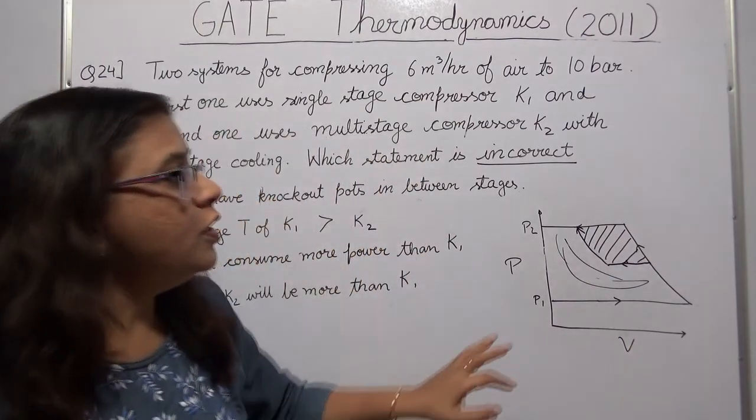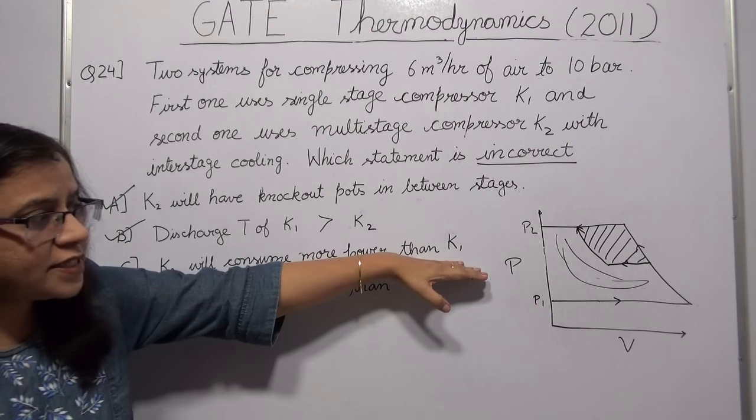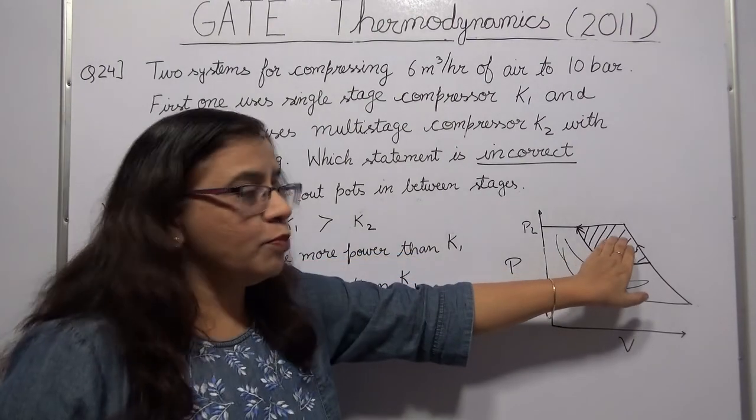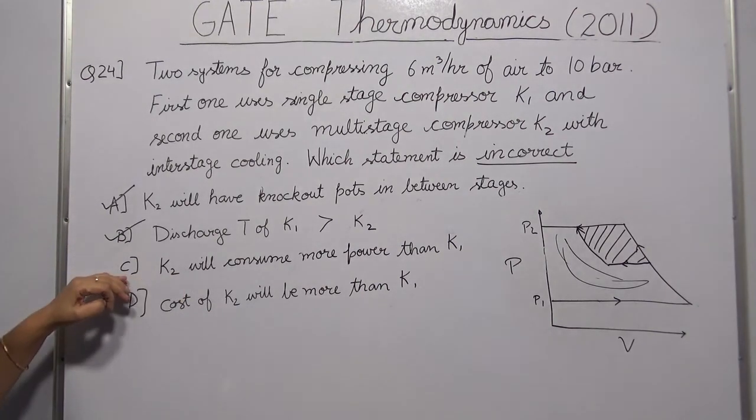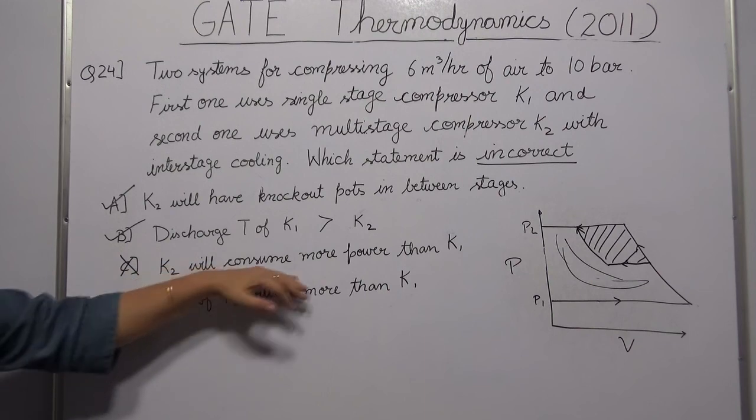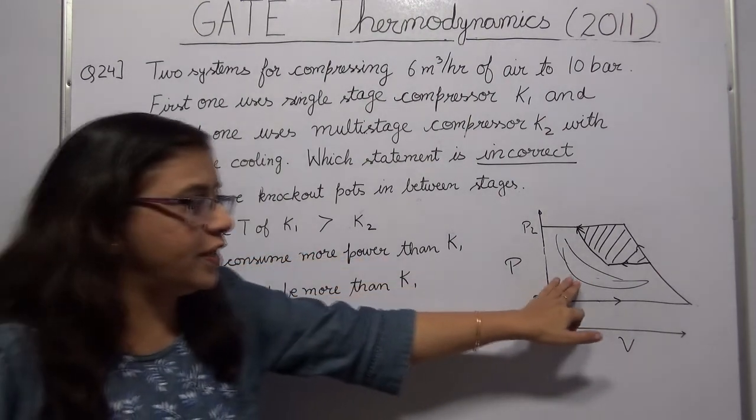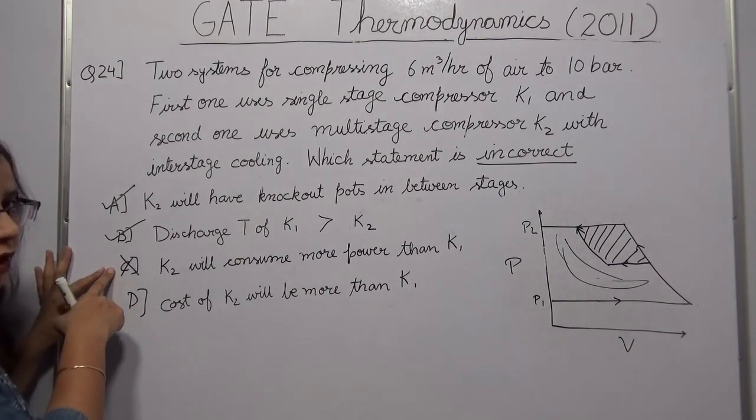So that's what we see: the single stage compressor requires more power than the multi-stage compressor. So in this case your option C is wrong, which says that K2 will consume more power. We have seen over here that K2 will consume less power than K1. So this statement is wrong.